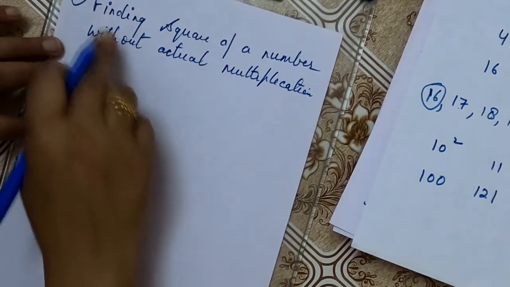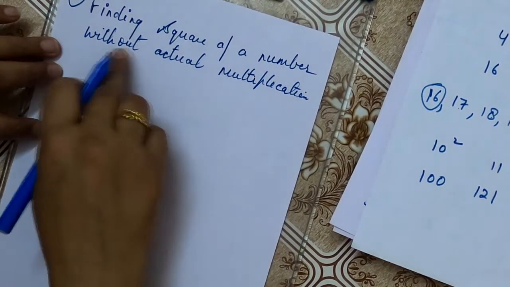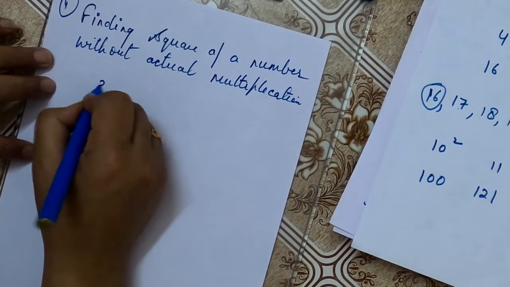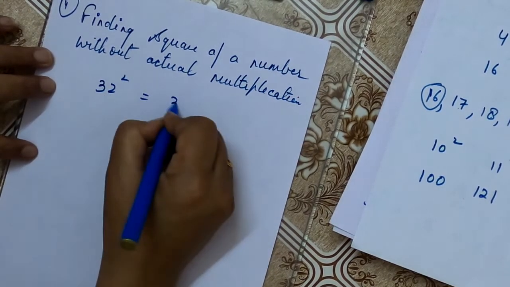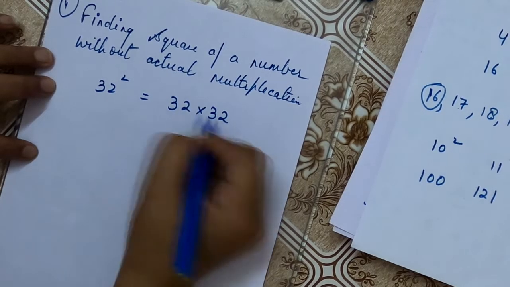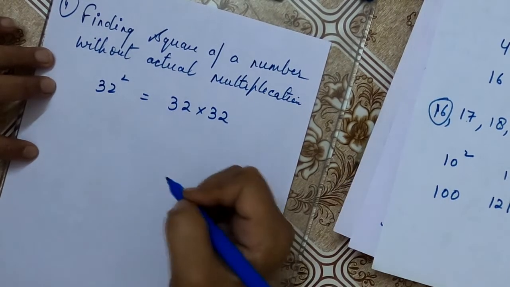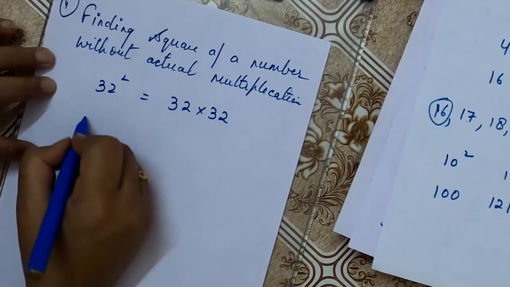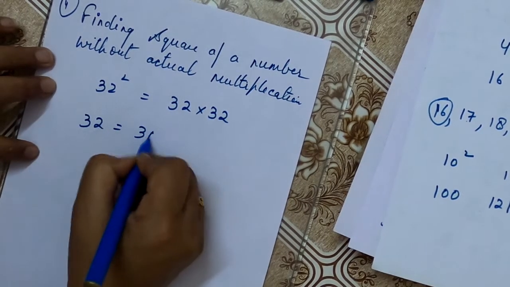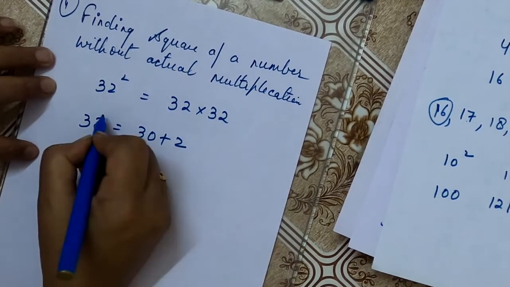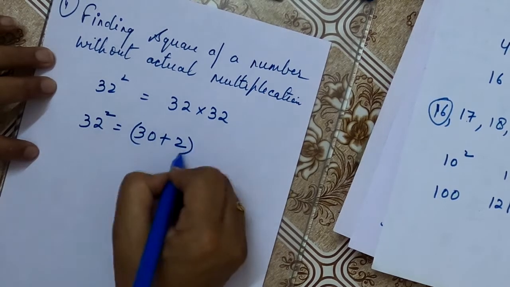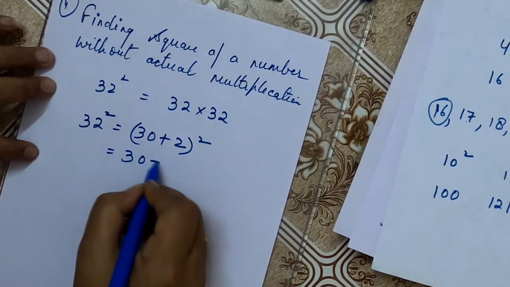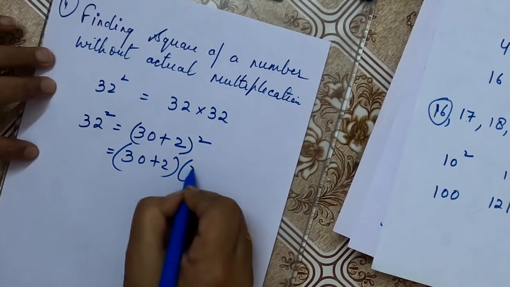Now let us see finding squares of a number without actual multiplication. In the normal case, we would take the example 32 square. We would write 32 multiplied by 32 and find the answer. Now let us see one more method by which we can find it without even multiplying. 32 can be written as 30 plus 2. 32 square will be written as (30 plus 2) whole square. It means 32 into 32, that means (30 plus 2) multiplied by (30 plus 2).